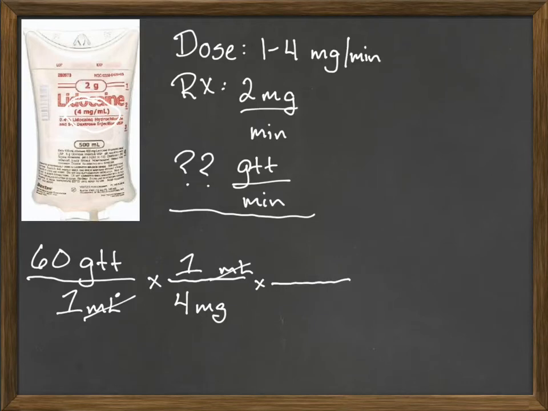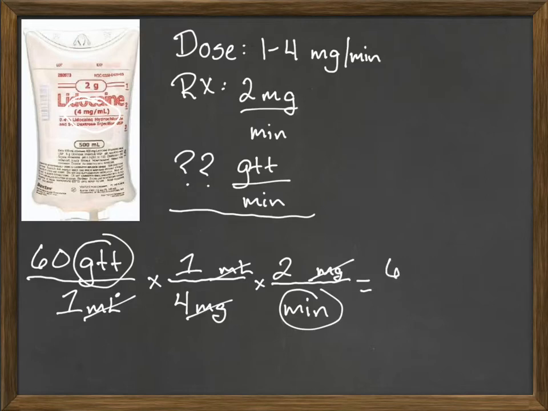Now, we need something up here with milligrams to cancel out milligrams. So we know that our dose is 2 milligrams per minute. Now, we can cross out our milligrams. And if we look, we are left with the units of drops and minutes. So now we can solve the math.